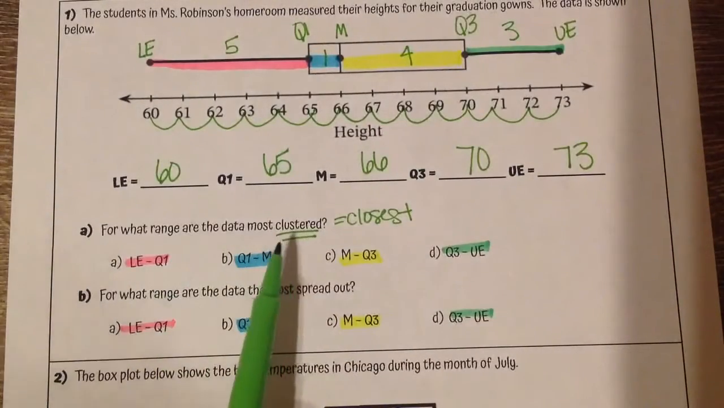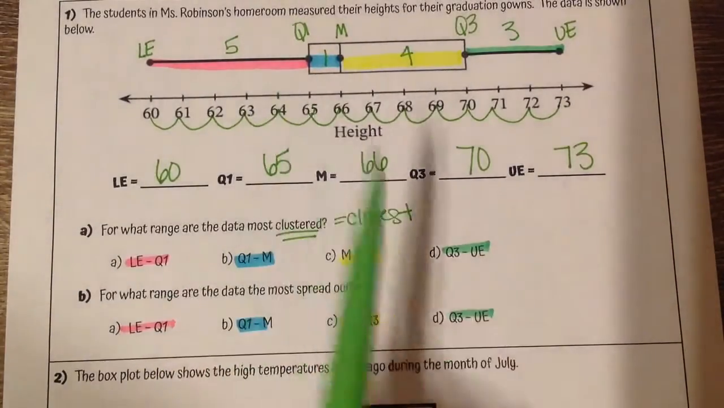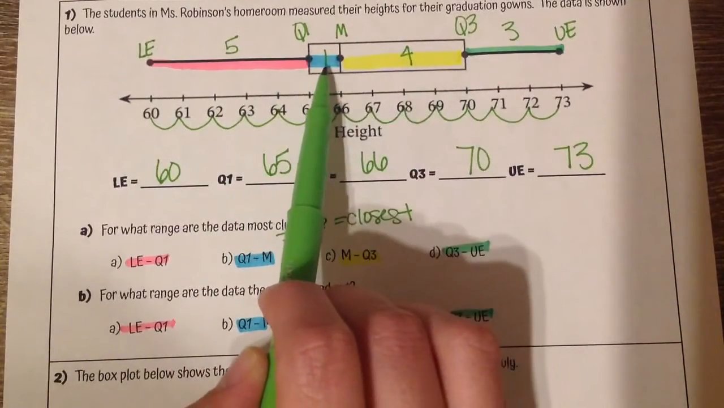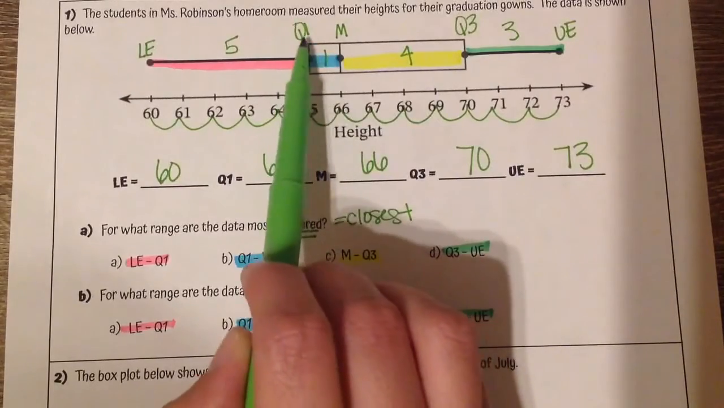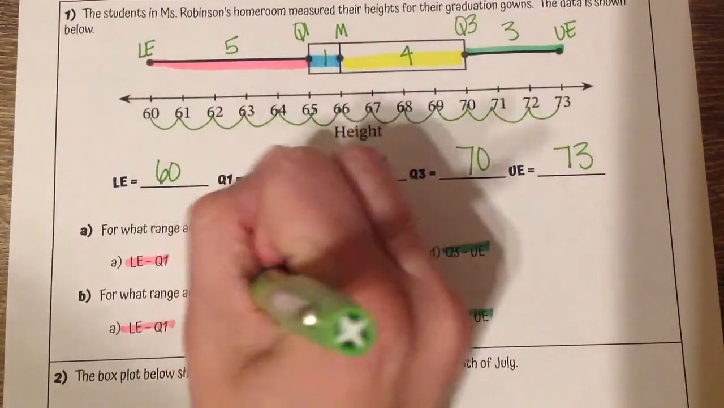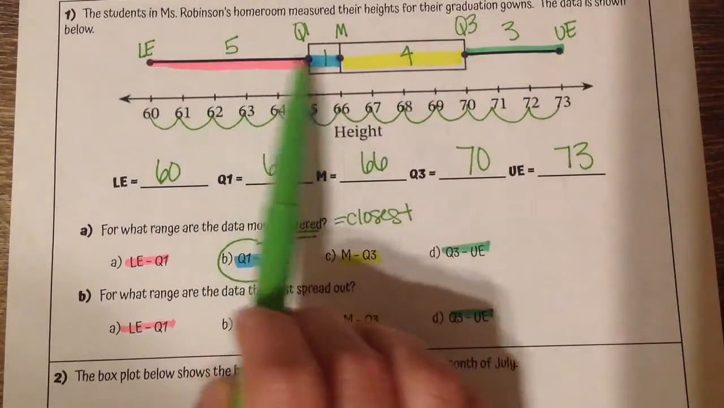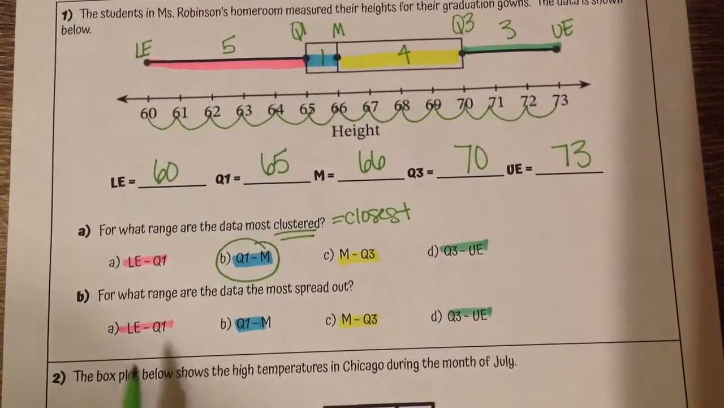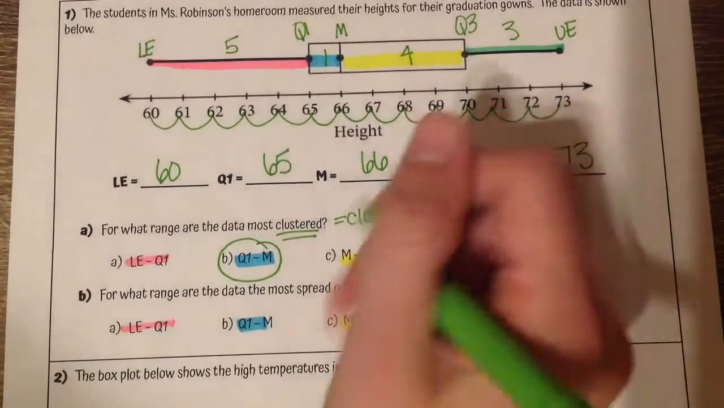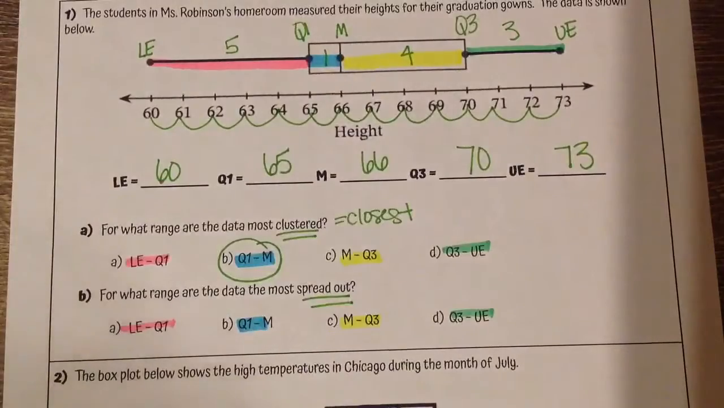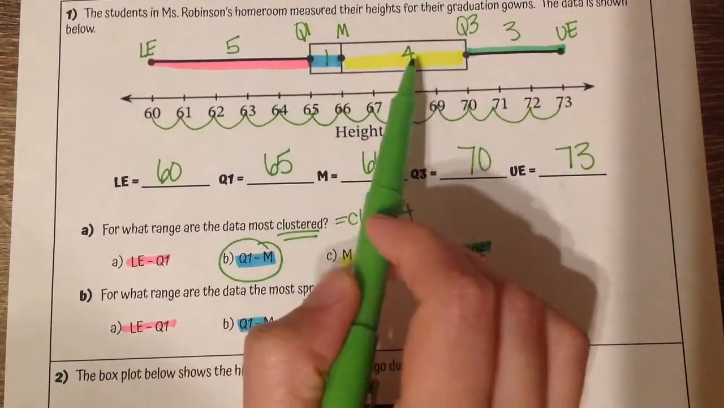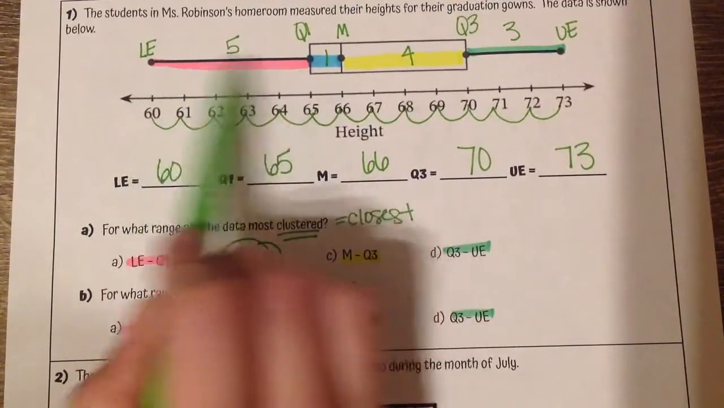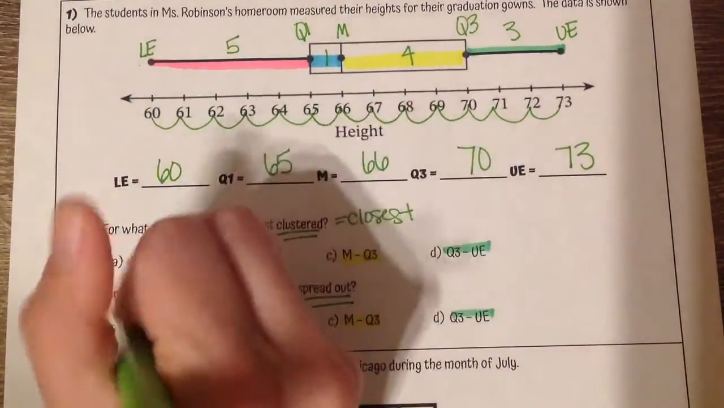So the range where it's the most clustered or the closest, what is our smallest gap? 5, 1, 4, or 3? It's 1. That is our blue zone, which is our Q1 to the median. And it should be pretty easy to spot. This one looks like the smallest gap anyways. The next question, for what range are the data the most spread out? So we're looking for the biggest gap, 5, 1, 4, or 3. The biggest gap is 5. That's our pink zone, which is our lower extreme to our Q1.